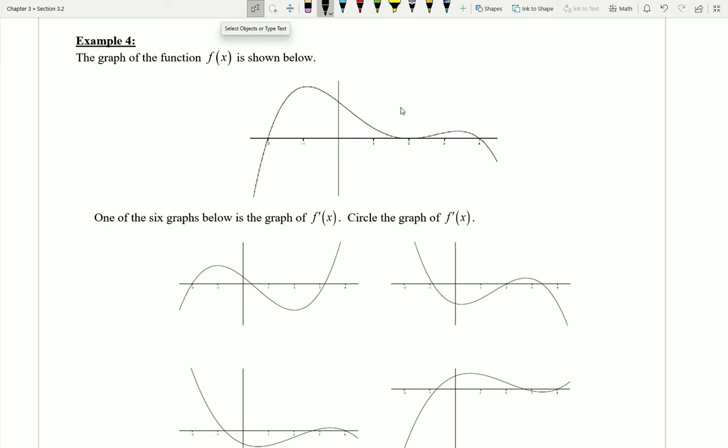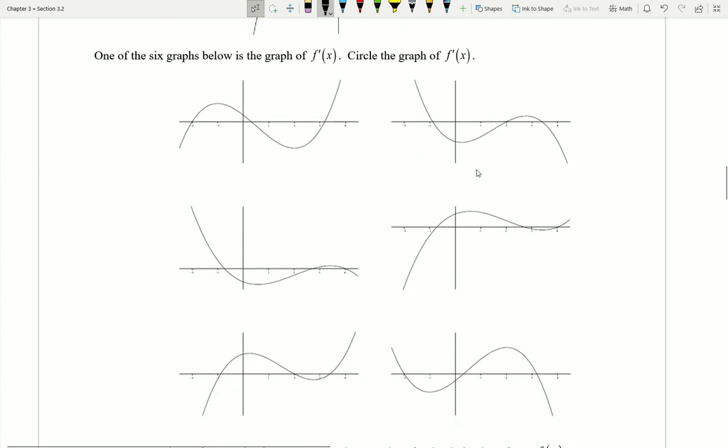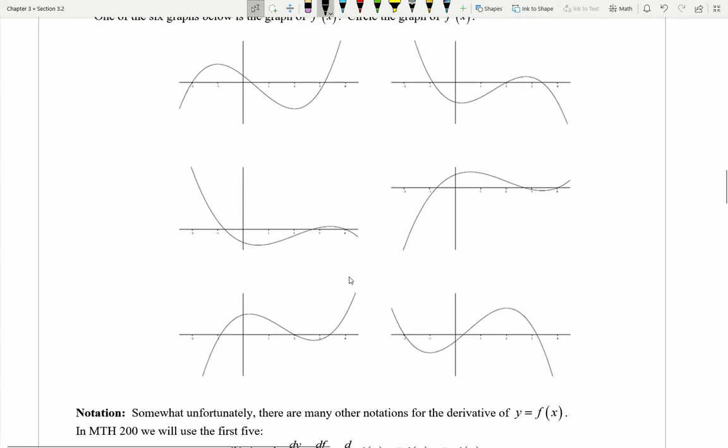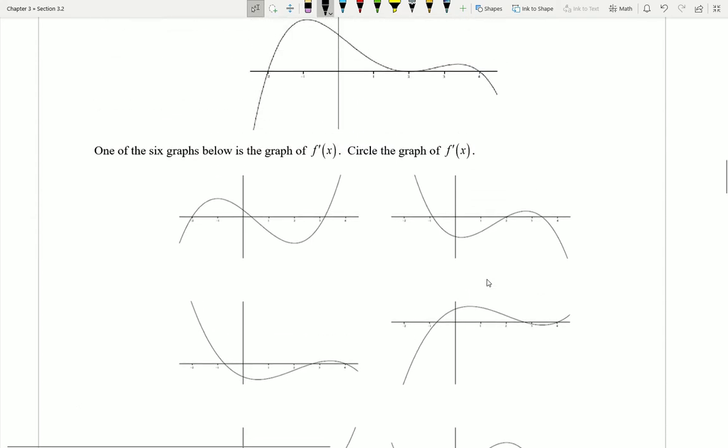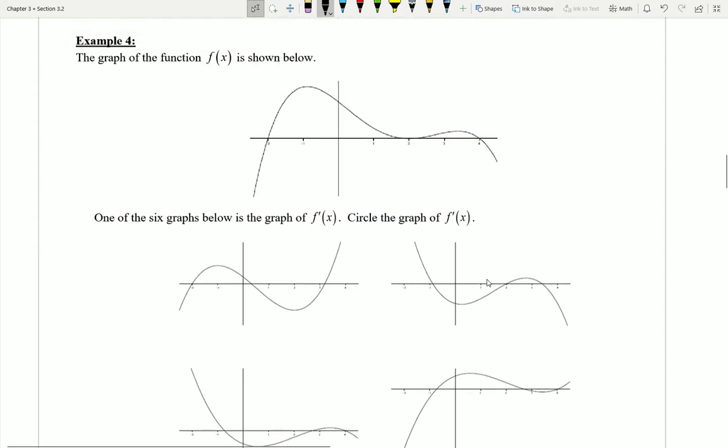Example 4 is actually going to be very, very similar to the previous example in that we're going to be given the graph of a function f of x, but now we're given 6 different possible choices for what the derivative of that graph might look like. And we just have to try to identify which is the correct one. So this is kind of like a multiple choice question. Now, we can figure this out working in the same way that we did previously.